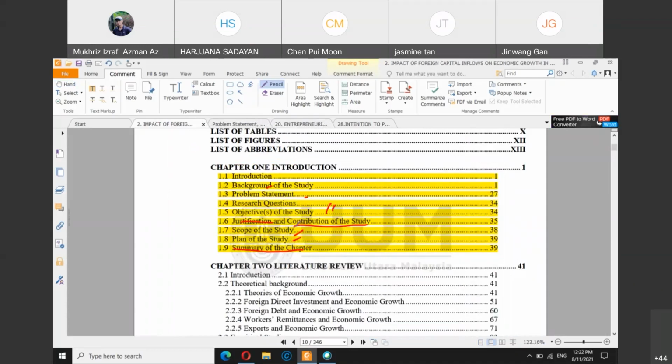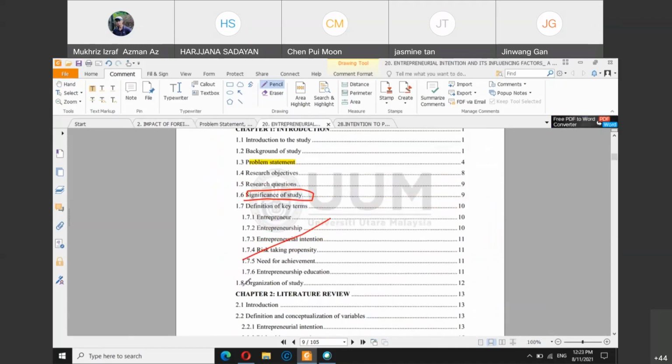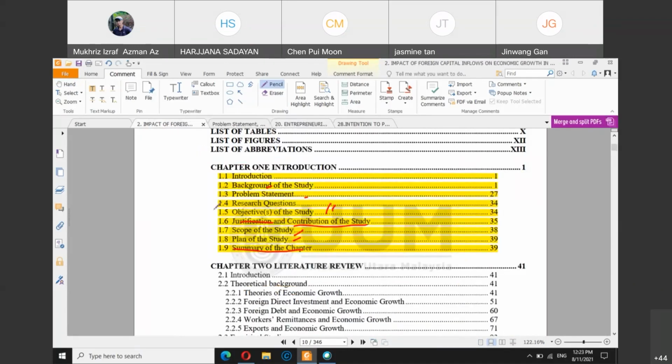The focus or the scope of the study will involve UUM students or UMCOB students. The plan of the study is basically organization of the study. I would prefer you to use the word organization, not plan of the study, but both are correct. You can use plan of the study or organization of the study. So what is organization of the study?